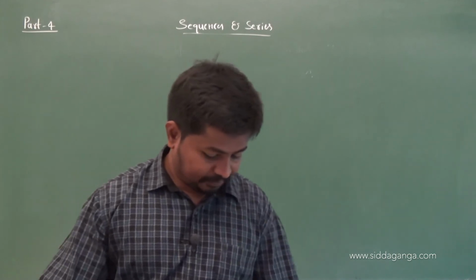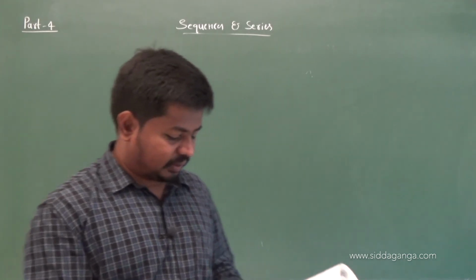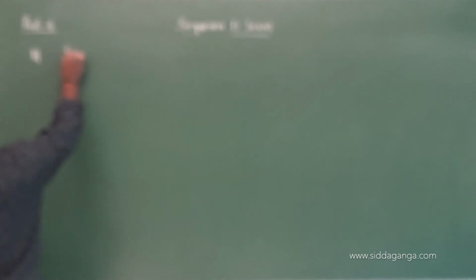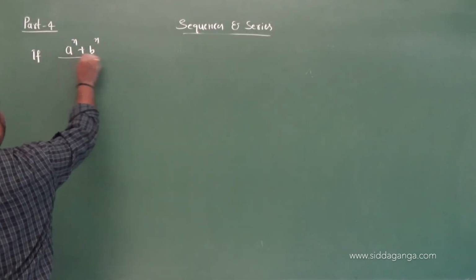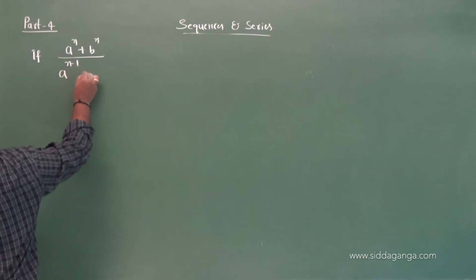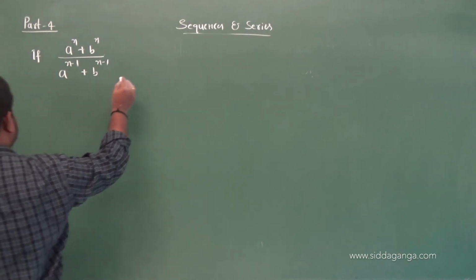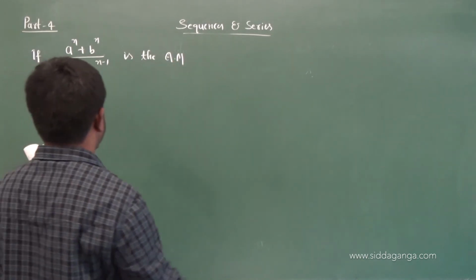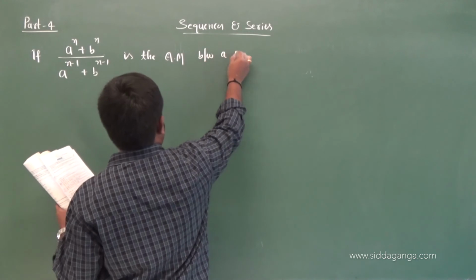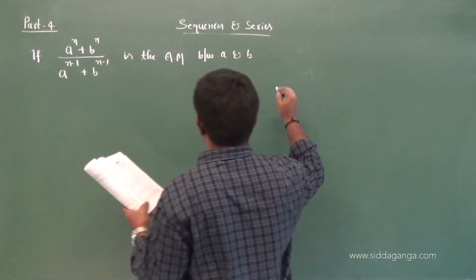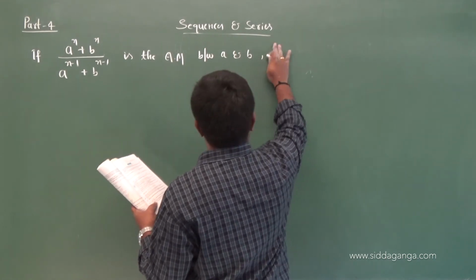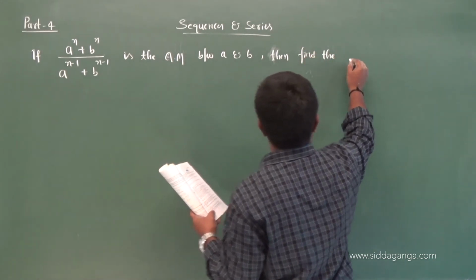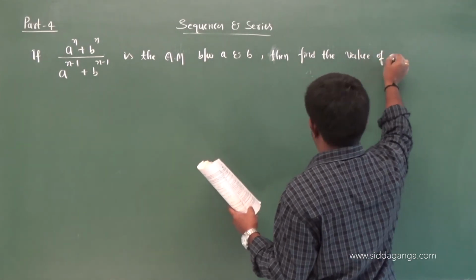Yes, question number 15. If a power of n plus b power of n, whole divided by a power of n minus 1 plus b power of n minus 1, is the AM, that is arithmetic mean, between a and b, then find the value of n.